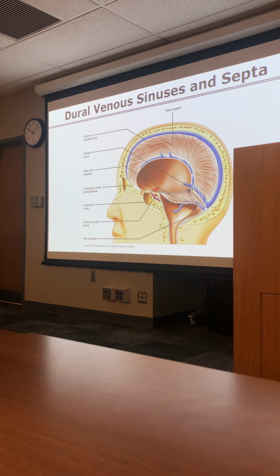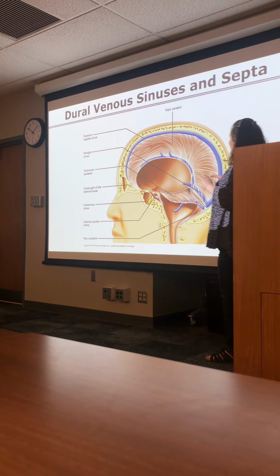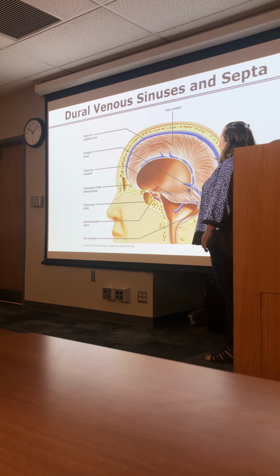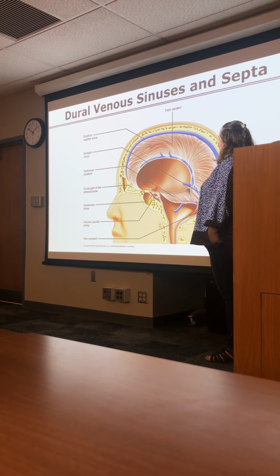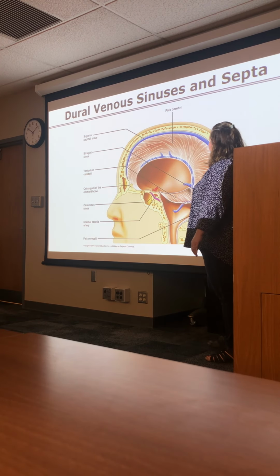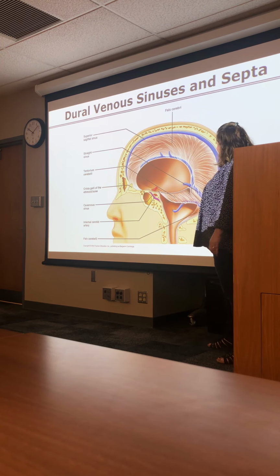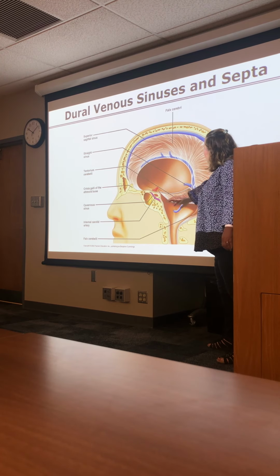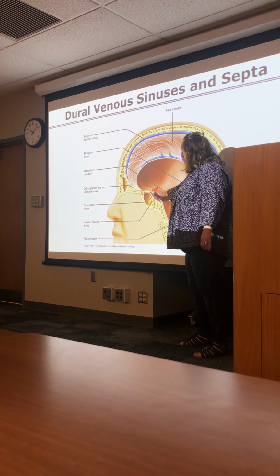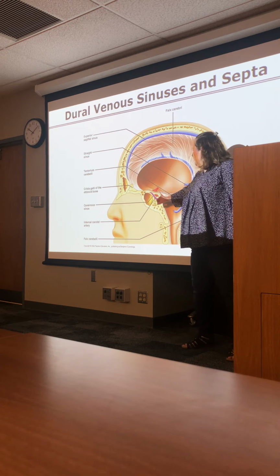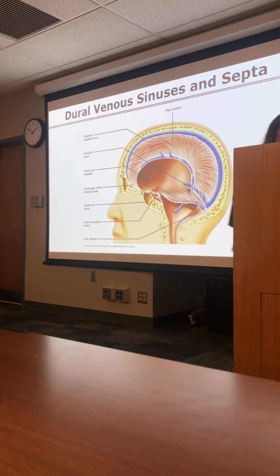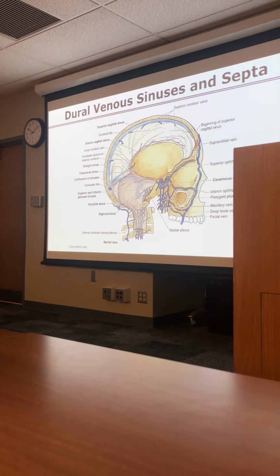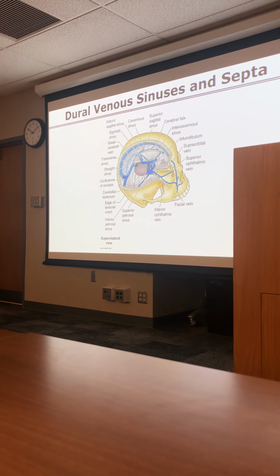So this just goes ahead and shows you all those different, gives you more opportunities to locate and find the different septa. Here's the falx cerebri here, the falx cerebelli here, the tentorium cerebelli here, and the sellar diaphragm would be right in this area here. And you can see those different ones here, as well as here.